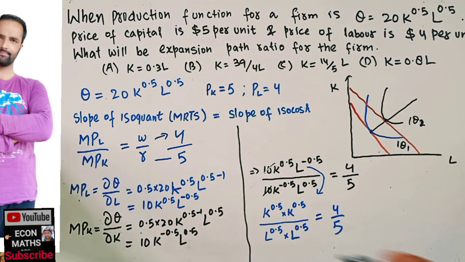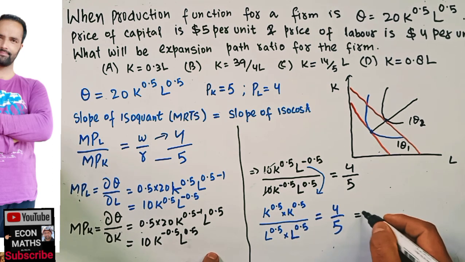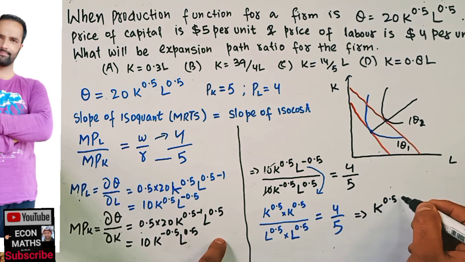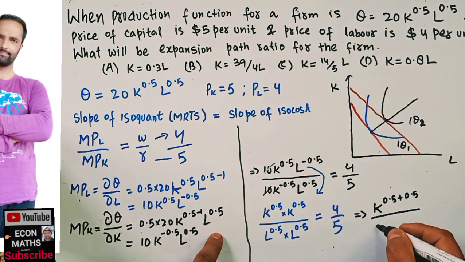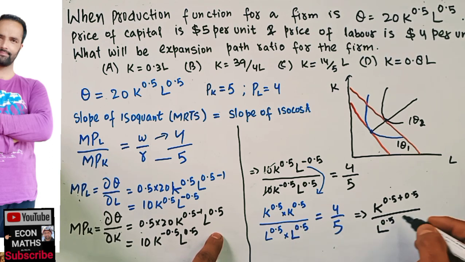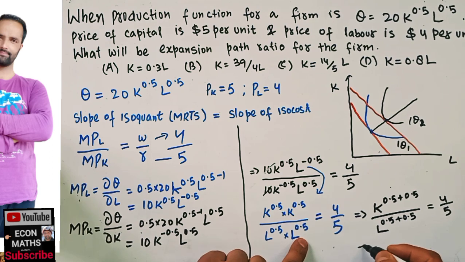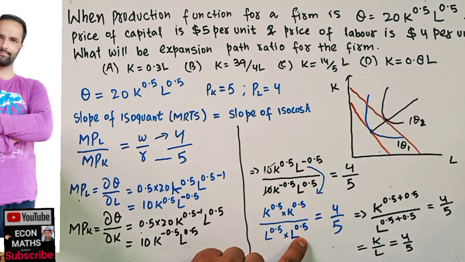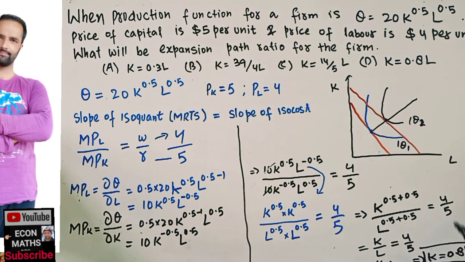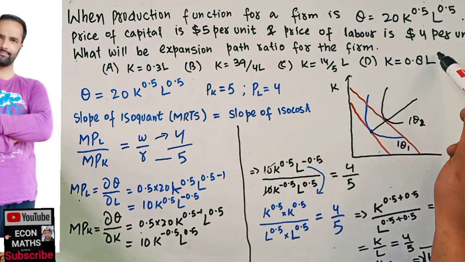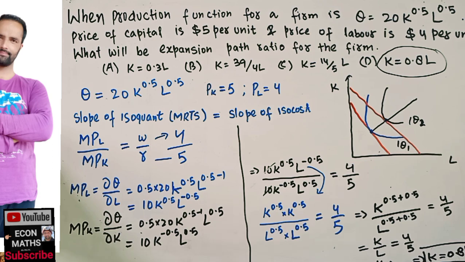Now the bases are the same, so we can add up the exponents. K to the power 0.5 plus 0.5 upon L to the power 0.5 plus 0.5 should be equal to 4 upon 5. 0.5 plus 0.5 becomes 1, so we have K upon L equals 4 upon 5, which implies K is equal to 4 upon 5 into L, which implies K is equal to 0.8 L. So the correct option is that our expansion path ratio is K equal to 0.8 L. This option is correct. Thank you. I hope I made myself clear.